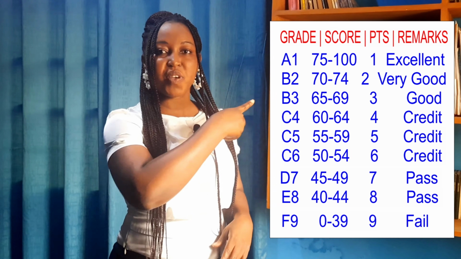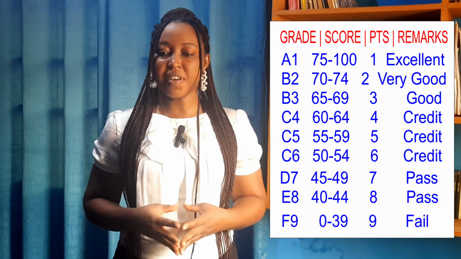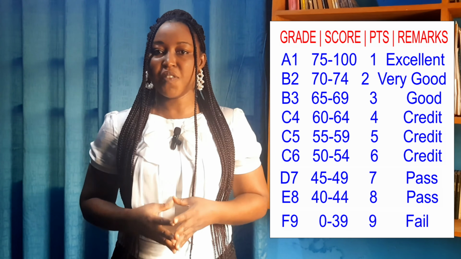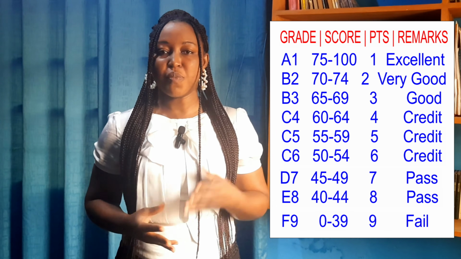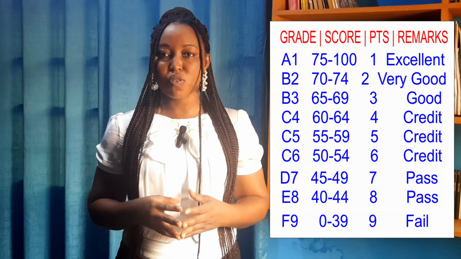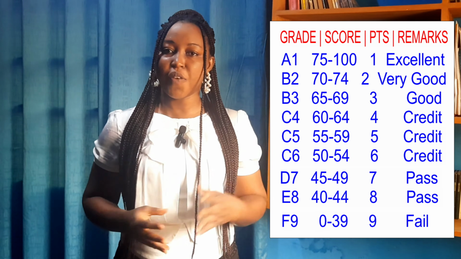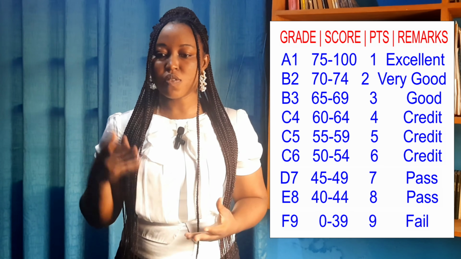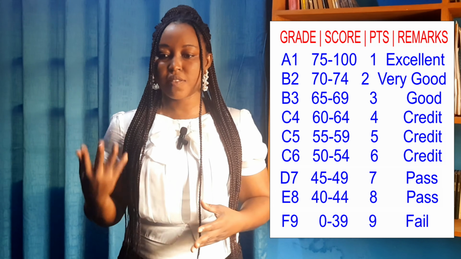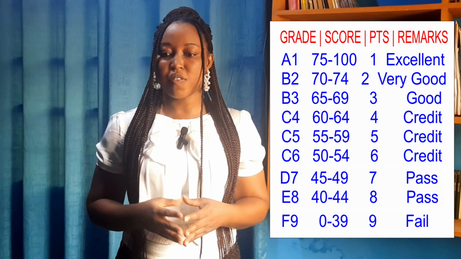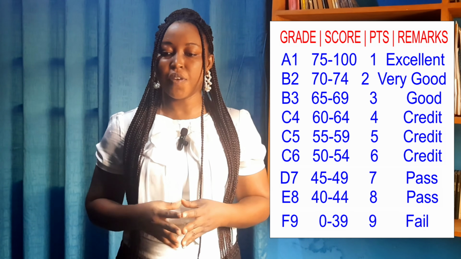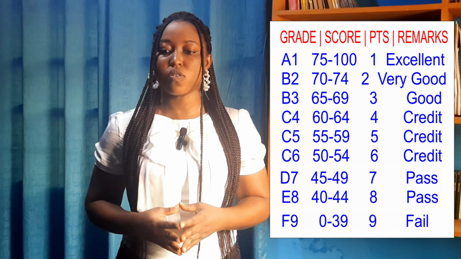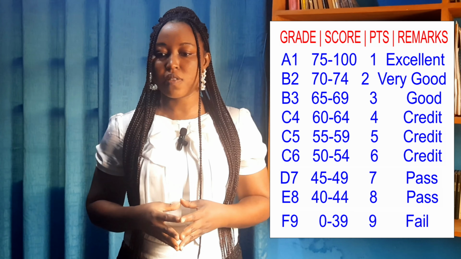So I'll put it here so you can follow along. For the WASSCE grading system, if you get 75 to 100, that is A1, obviously you get 1 point. Then from 70 to 74, you get B2, that is 2 points. From 65 to 69, that is B3, you get 3 points. And then from 60 to 64, that is C4, that's credits. And then from 55 to 59, that is C5, 5 points for credits. Then 50 to 54, that is also C6, you get 6 points, credits.